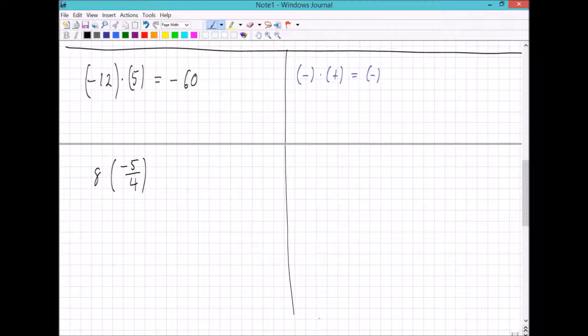Now, if you remember our trick from before, the arithmetic will be a little bit easy. But first, we have to justify what our sign is going to be. This one is a positive number, because 8 is positive, times a negative number, because negative 5 over 4 is negative. And a positive times a negative gives us a negative output. So we would then do our arithmetic. 8 divided by 4 is 2. 2 times negative 5 is negative 10. So our output from this would be a negative 10.